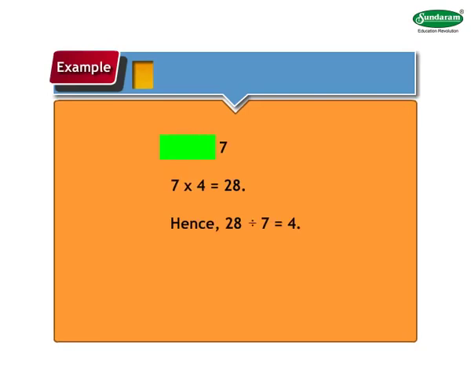28 divided by 7. To get the answer for this, we have to say the 7 times table up to 28. We know that 7 fours are 28. Hence, 28 divided by 7 is equal to 4.